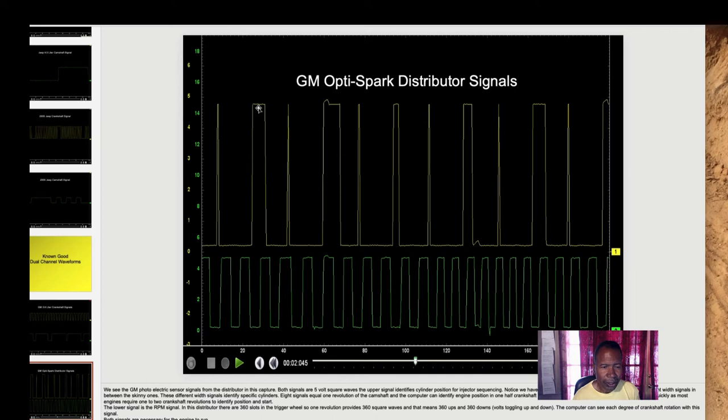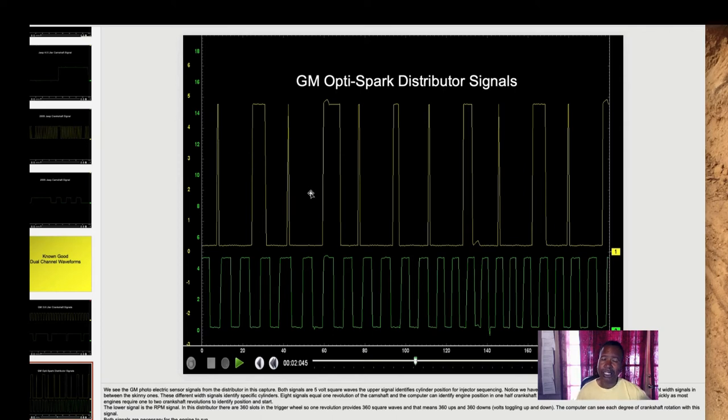Right next to it, there's another square wave at different sizes. Four of them, different sizes. Eight signals is one camshaft revolution. That means the computer can see the engine position about every half crankshaft revolution.